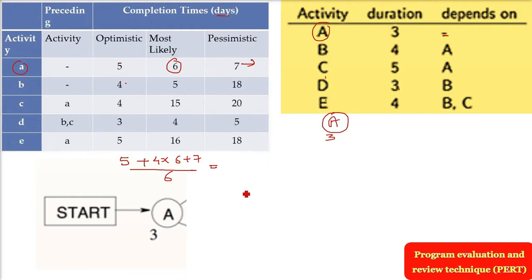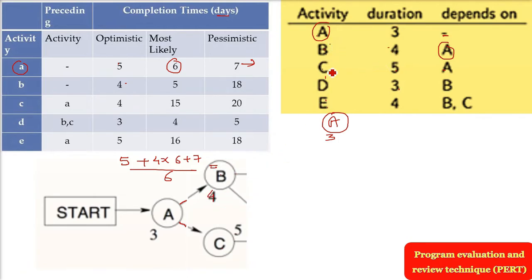Okay? A. Now go to the depends on and see all those activities which are dependent on A, or A is preceding these. So B and C. So from A, 2 arrows will come out, 1 for B, 1 for C. B and C we have written now. Same way, and 4 and 5 are the durations.